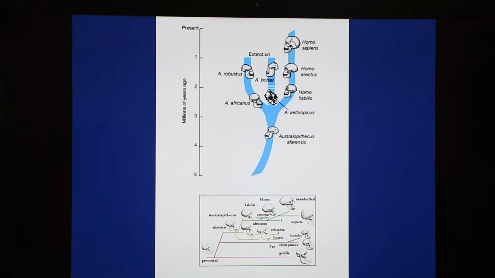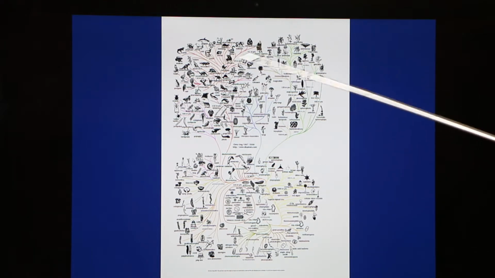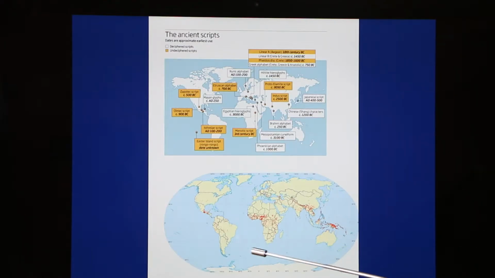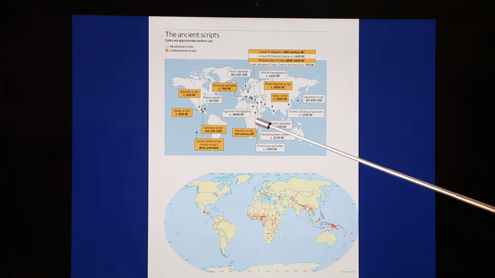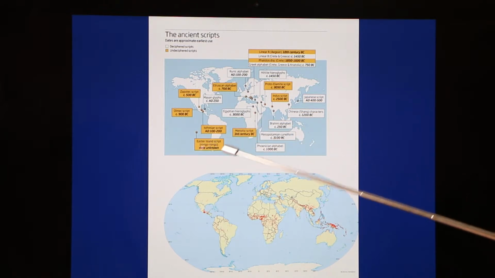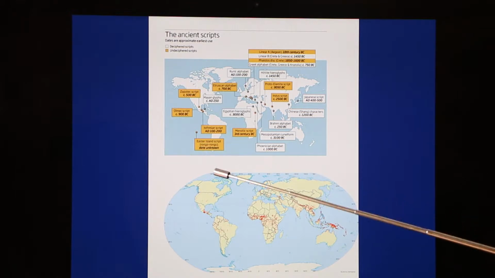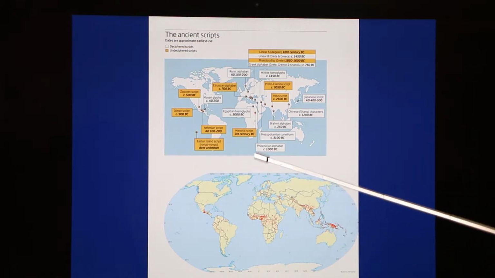Now, here is a human evolutionary tree of Homo sapiens, Homo erectus, and so on. We start here, 3.5 million, and then go upwards. Here is another picture. Here is a more complicated picture. And here are two very interesting maps. So this is a list of the major scripts that we cannot yet decipher. So just for fun, I'll read them to you.